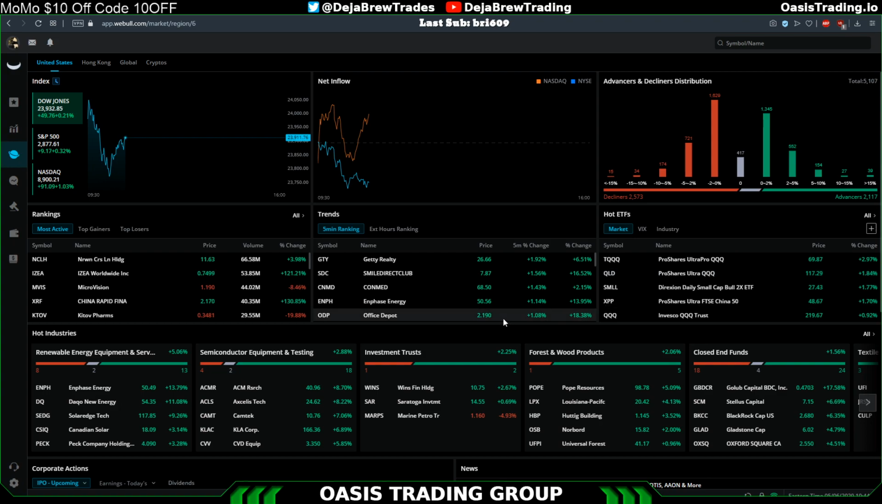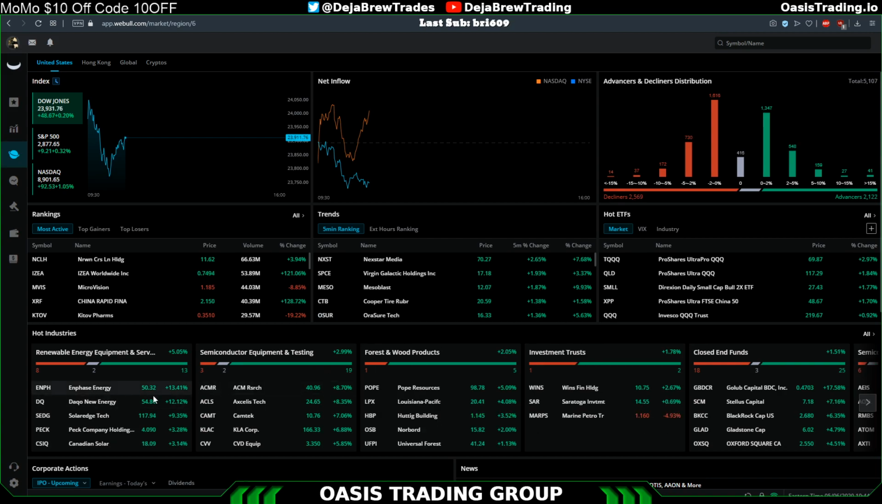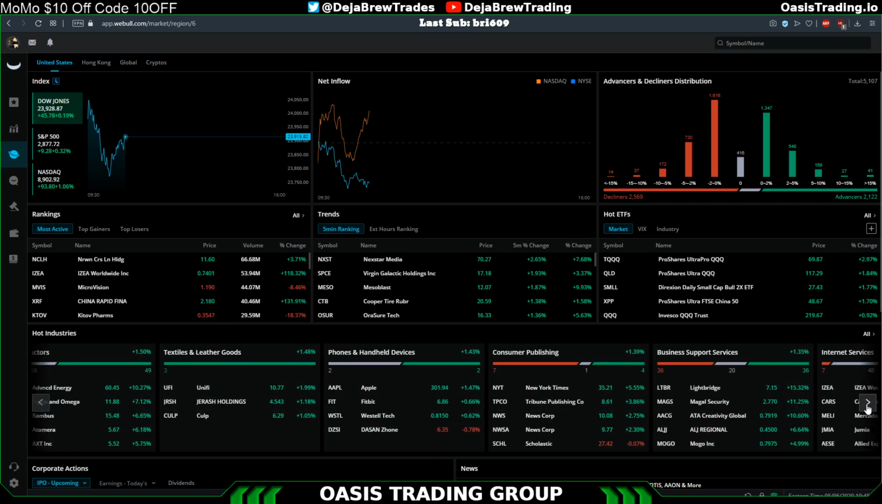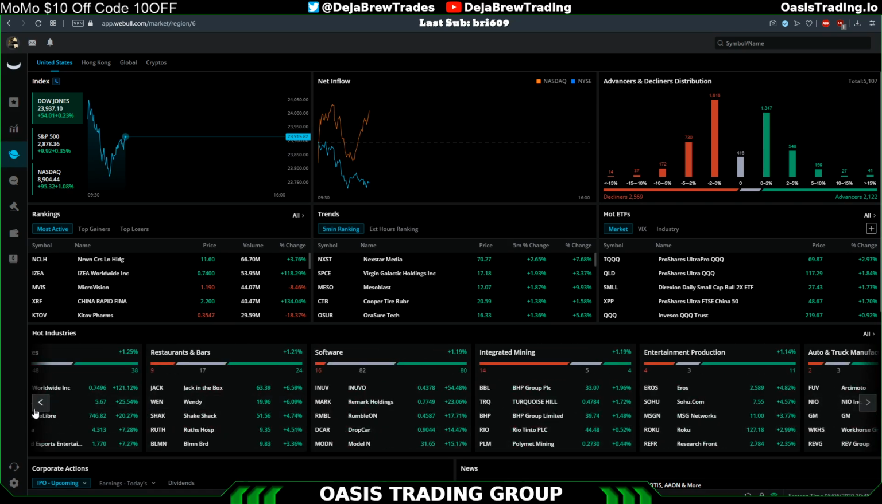The next window down here is the hot industries. I really like this window because it shows you what is actually moving during the day. So if you're having a very green day or a very red day, you can look at this hot industries and really see what is causing that green day or red day. So right now you have renewable energies doing pretty good. Semiconductors are doing quite well as well. Forest and wood products, investment trust. So you can go through these and really look at what is green and what is red for the day.